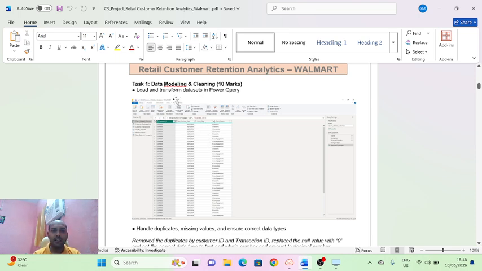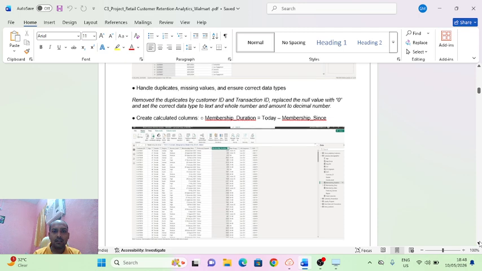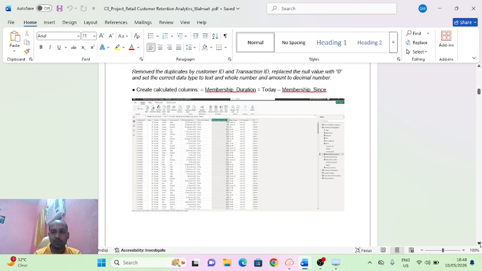I have loaded the data and transformed the dataset in Power Query, and then set the number columns to numerical, text columns to text. Then I have handled the duplicates, replaced the null values with 0, and ensured that the data types are correct. Then after that I have created calculated columns, membership duration, calculated through the DAX formula, today minus membership since. And here I have attached the screenshot of the Power BI dashboard.